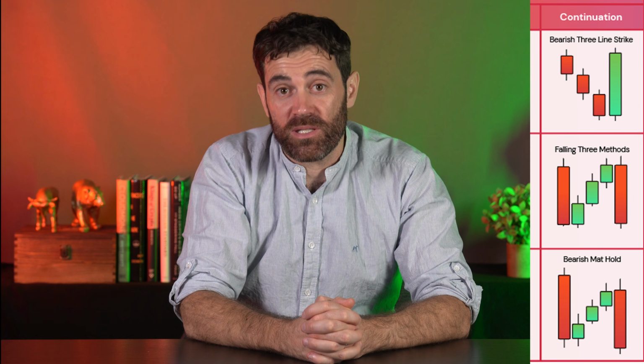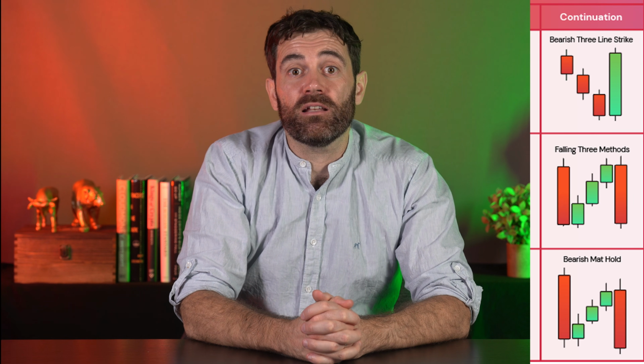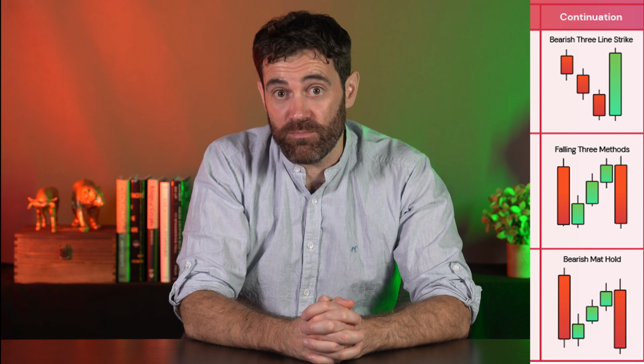Lo and behold, bullish mat holds also seem to be very common in crypto. This makes sense given we've got the biggest bulls and bears. This ties in to the opposite side of the spectrum, bearish continuation patterns. These include the bearish 3-line strike, the falling 3 methods, and the bearish mat hold.